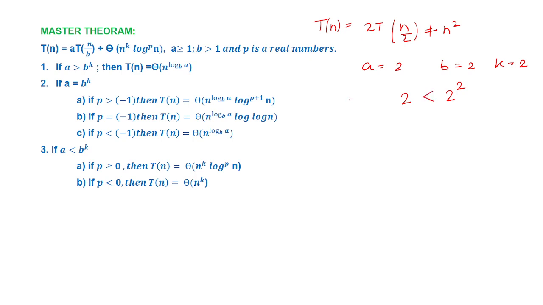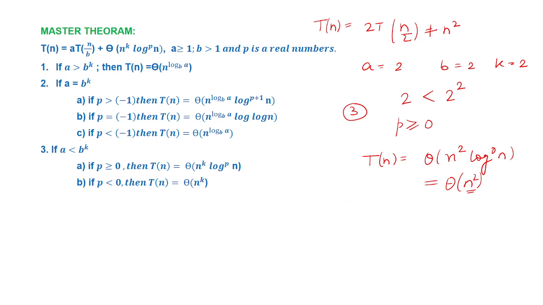That means you lie in rule number 3. So you have to check the value of p. Here p is also 0, which is greater than or equal to 0. Then time complexity T(n) will be theta of n to the power k, log to the power p. K is 2, and log p is 0, so it will not have the log term. So the time complexity will be theta of n square. So this is how you can apply the Master's theorem on different recurrence relations.